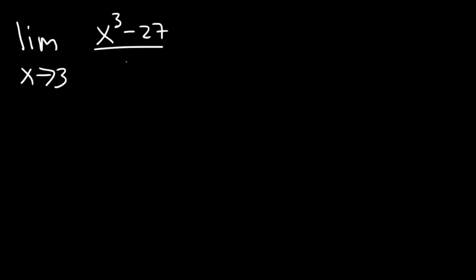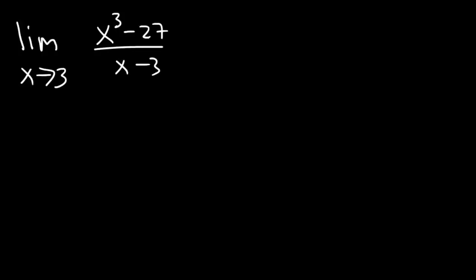But now what about this one? What is the limit as x approaches 3 of x cubed minus 27 over x minus 3? Now if we try to plug in 3, it's going to be 0 over 0, so we don't want to do that. In this case, if you have a fraction like this, see if you can factor the expression.